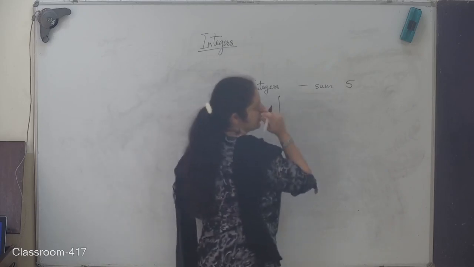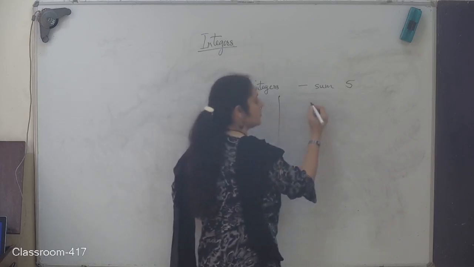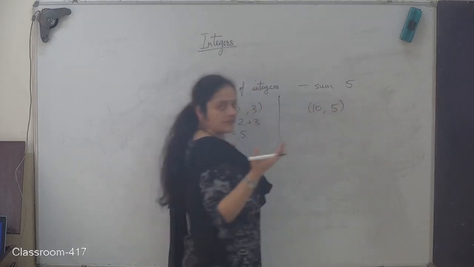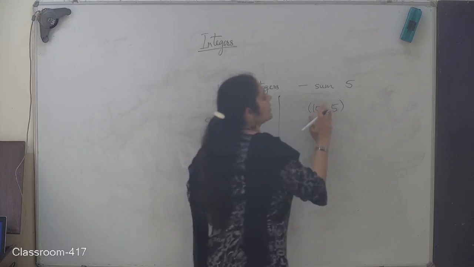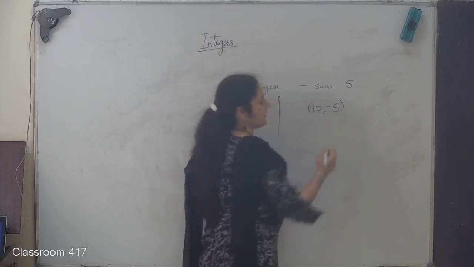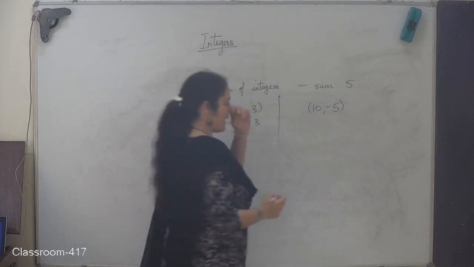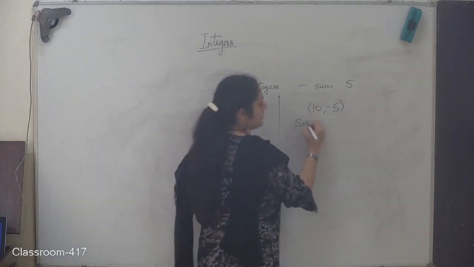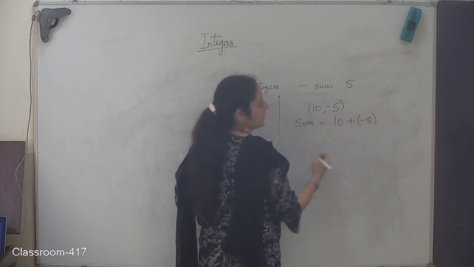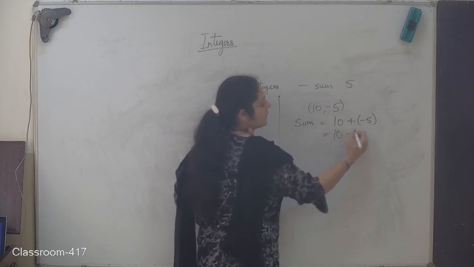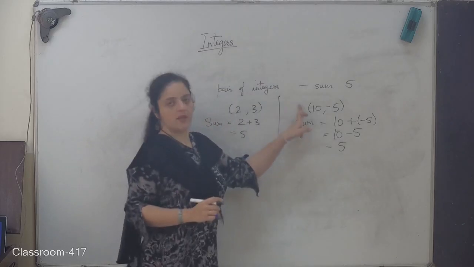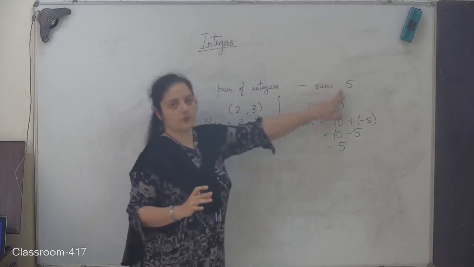So let's say, supposing you tell me that we will take 10 and 5, so obviously it becomes 15, so this is wrong. Supposing you say 10 and minus 5, right? Now if I add them up, the sum becomes 10 plus minus 5, which is 10 minus 5, which is 5. So this pair is okay for this question.